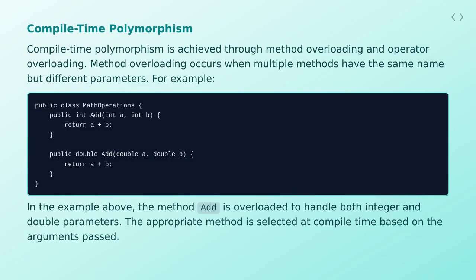Compile-time polymorphism is achieved through method overloading and operator overloading. Method overloading occurs when multiple methods have the same name but different parameters. For example, this slide introduces a class definition. Study the structure in the code sample. In the example above, the method Add is overloaded to handle both integer and double parameters. The appropriate method is selected at compile time based on the arguments passed.